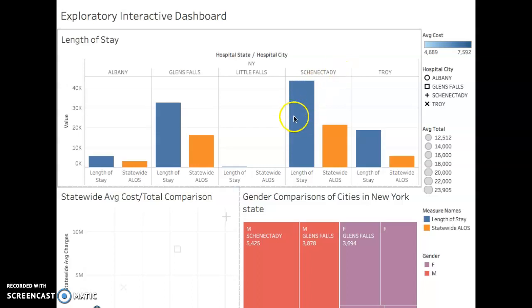Schenectady had the largest length of stay compared to the statewide average, with a length of stay being 43,614 compared to the statewide average of 21,256. The lowest length of stay was that of Little Falls, with a length of stay being 261. Next, we will be looking at the scatter plot.